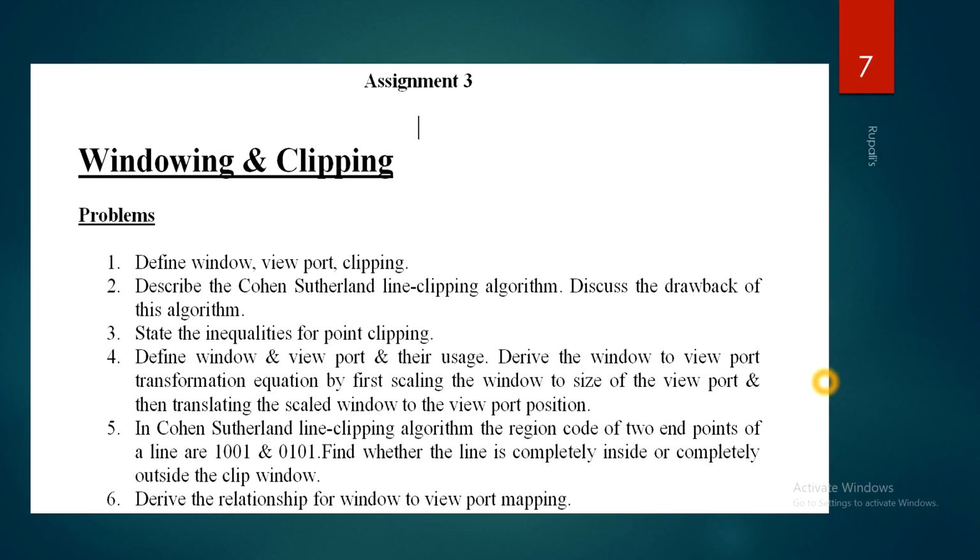Now this is your assignment 3. Go through all these problems and try to solve them. Pause your video, try to solve these problems and feel free to ask any questions.